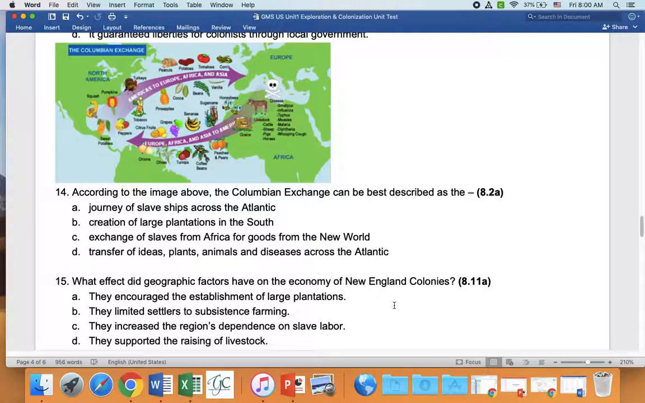Here we have a map. It's titled Columbian Exchange. Look at the way the direction of the items flow. According to the image above, the Columbian Exchange can best be described as A. Journey of slave ships across the Atlantic. B. Creation of large plantations in the South. C. Exchange of slaves from Africa for goods from the New World. Or D. Transfer of ideas, plants and animals, and diseases across the Atlantic.